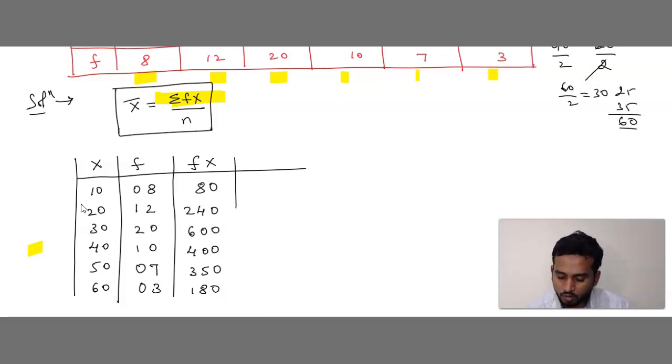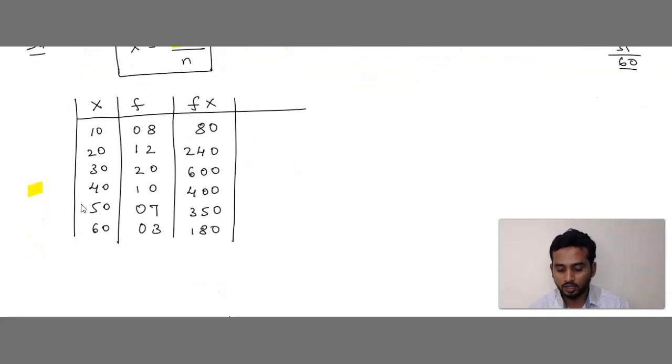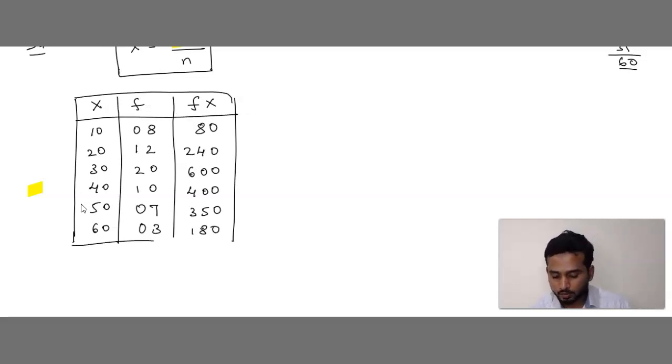So we got all the values of fx. Did you understand? Now what we should do is just create the table. After creating the table, just draw a line, leave some gap and put one line here. Okay, now come back to the main.